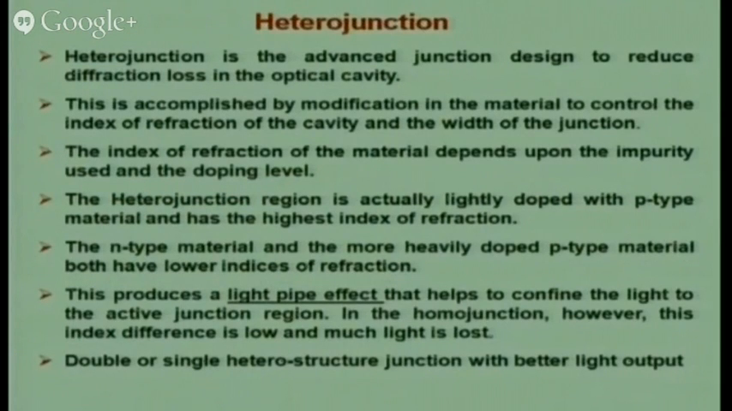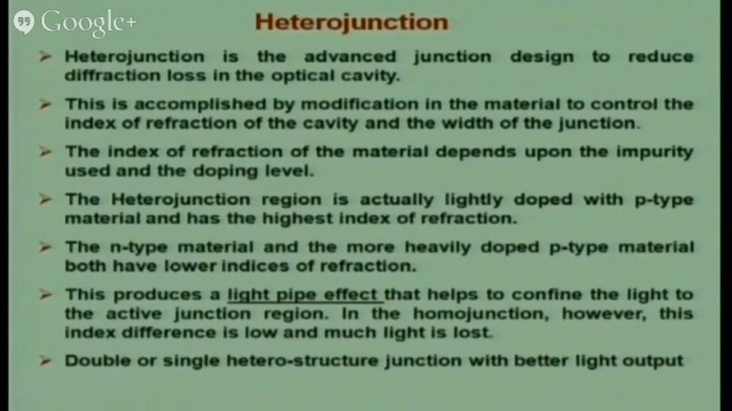So here we now look at heterojunction devices, right? We use different materials to create heterojunctions, so that we can confine the light in a proper way where we want this light to be coupled to the fiber. A heterojunction is an advanced junction design to reduce diffraction loss in the optical cavity. This is accomplished by modification in the material to control the index of refraction of the cavity and the width of the junction. So basically, the junction width I must control, right?